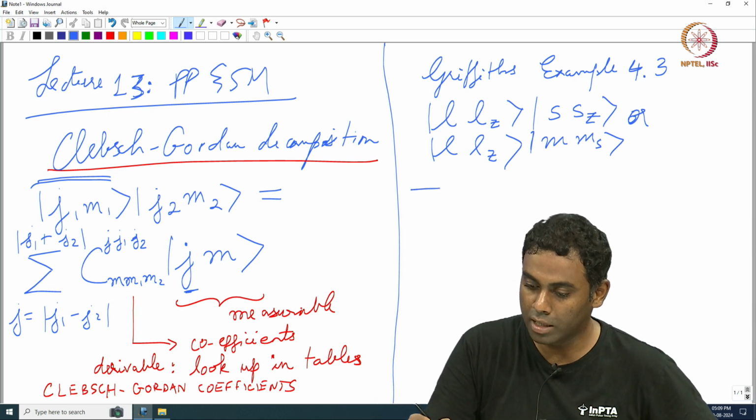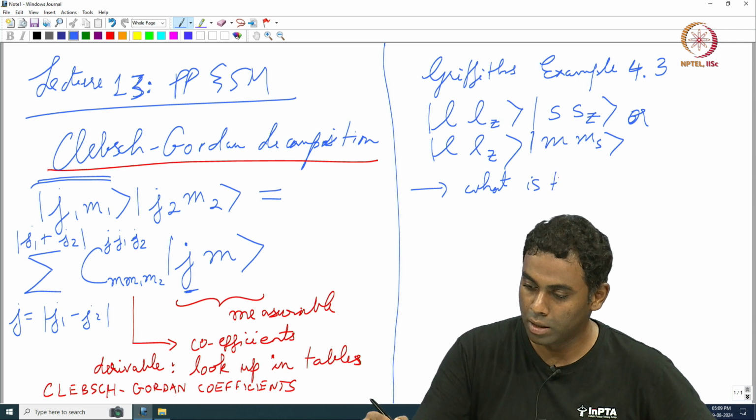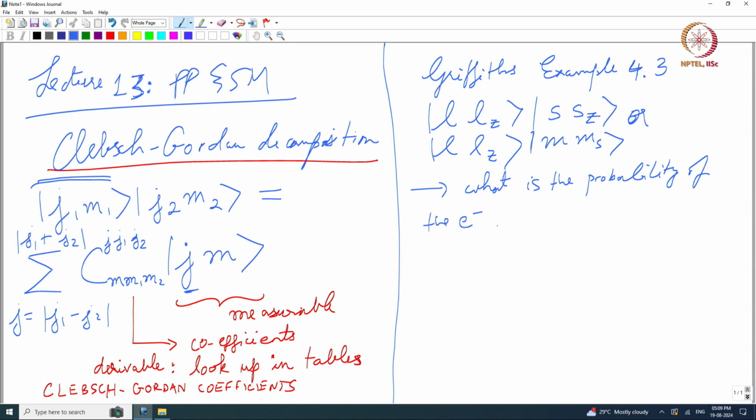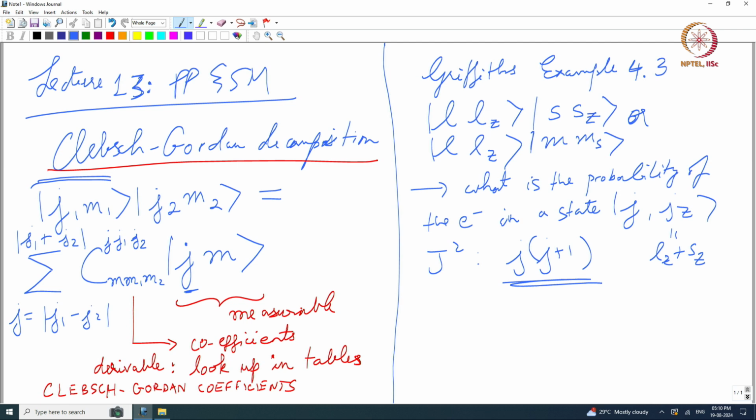Now given this, I might ask, what is the probability of finding the electron in a state given by basically capital J, that is J comma Jz, let us just say that. The Z components add, right, Lz plus Sz is basically Jz. In other words, if I apply the J square operator, then I should get J times J plus 1 as the eigenvalue, right. So what is the probability of measuring a J square of a certain eigenvalue? This is the kind of real life question that can be answered using Clebsch-Gordan decomposition.